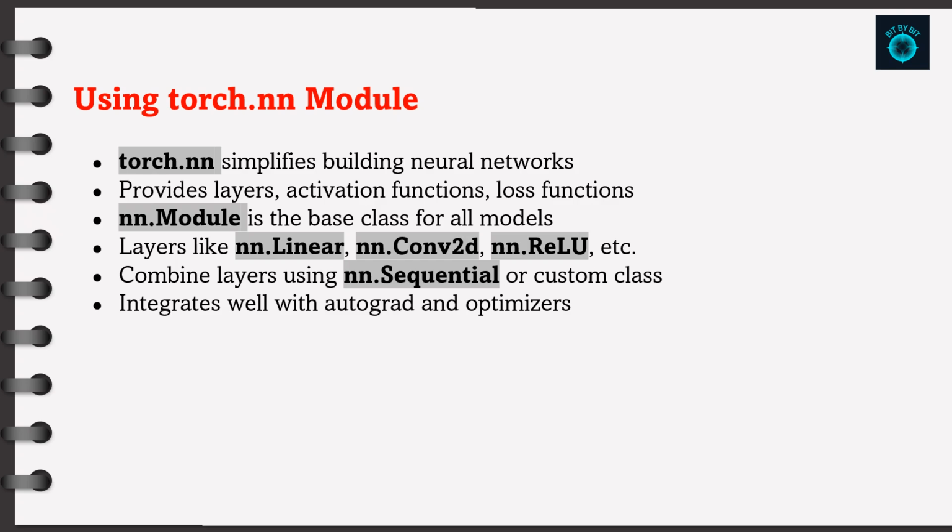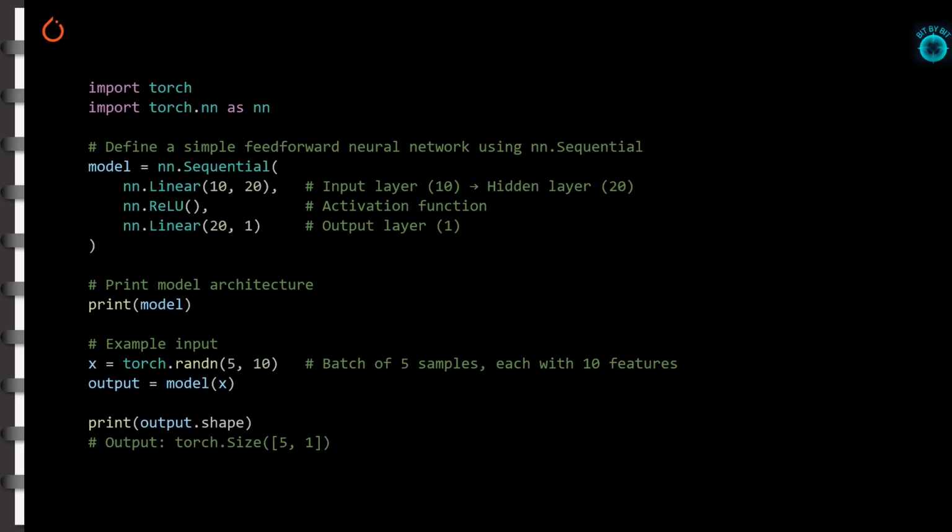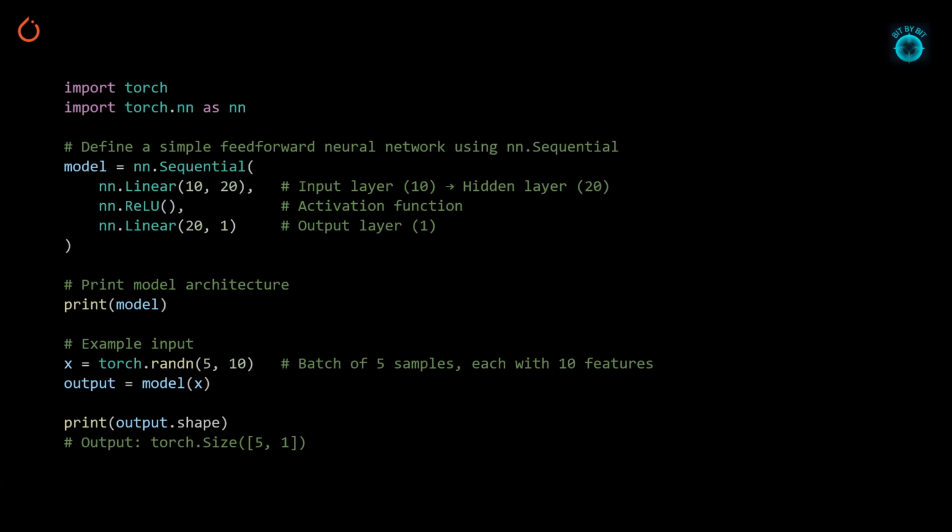Common layers include nn.Linear for fully connected layers, nn.Conv2d for convolutional layers, and nn.ReLU for activation functions. These layers are designed to work smoothly with Autograd, so gradients are automatically computed during backpropagation. Torch.nn is also designed to work well with the optim module and the training loop, which we'll see in later slides. Let's see how we can use torch.nn to define a simple neural network.